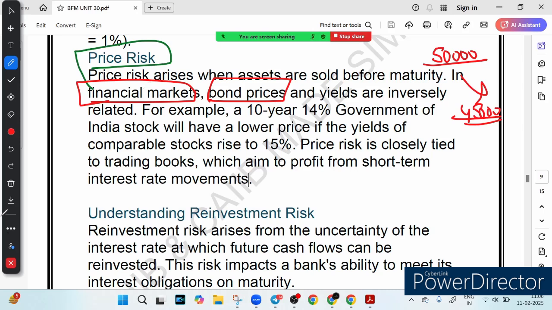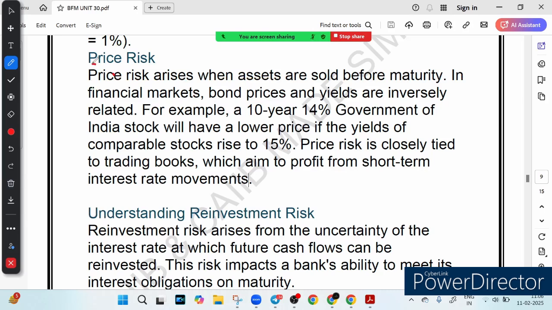So the first question is, what is this price risk all about? Let's understand it. Price risk happens when the bank sells an asset before maturity and its price has changed due to market conditions. Whenever banks sell an asset before maturity and its price has changed due to market conditions, this is what we call price risk. And there is a key rule in finance.